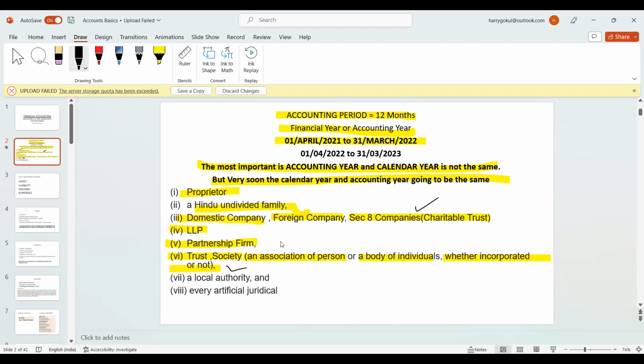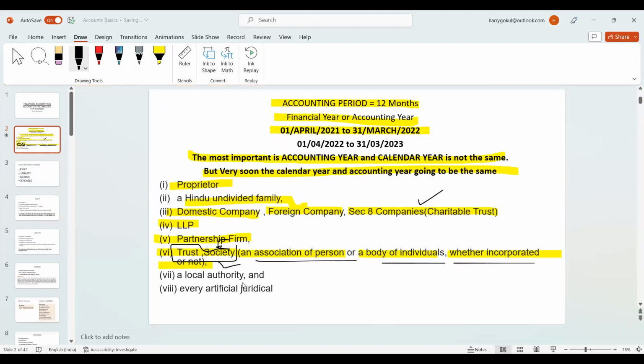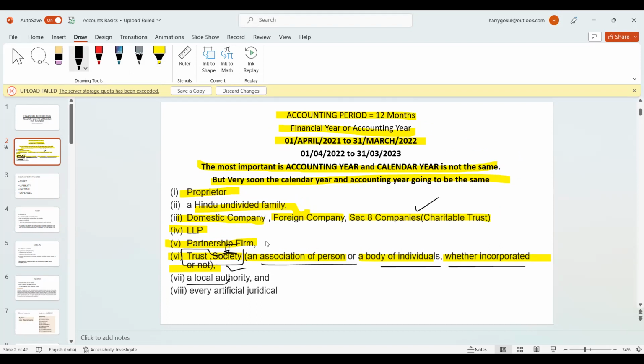There is one thing called number of persons. That's the reason for societies and trusts. Even a cooperative bank comes under the category of AOP, BOI. Then local authorities like governments and municipal authorities. And the last one is every artificial judicial person, for example, Tirupati Tirumala Devasthanam. It comes as an artificial judicial person, as it is incorporated by law.